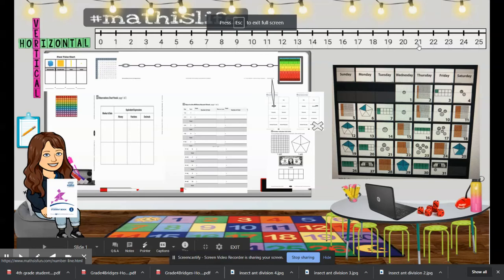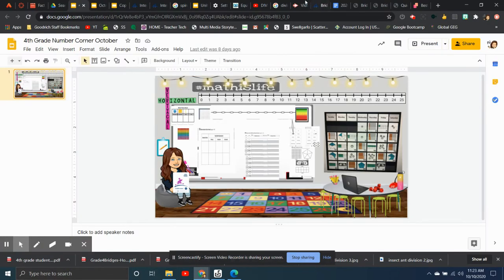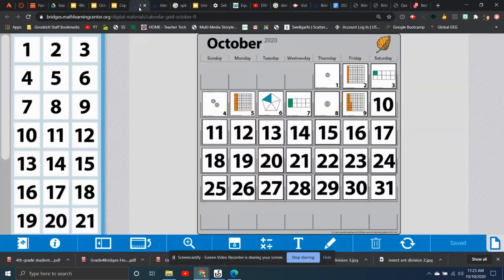Morning, fourth graders. We have to do the weekend. We are continuing looking at fractions and money and decimal points and how they all go together. So today we go to our calendar marker.